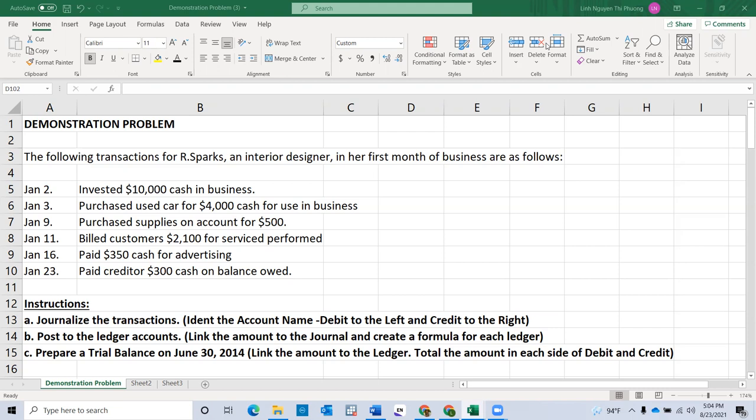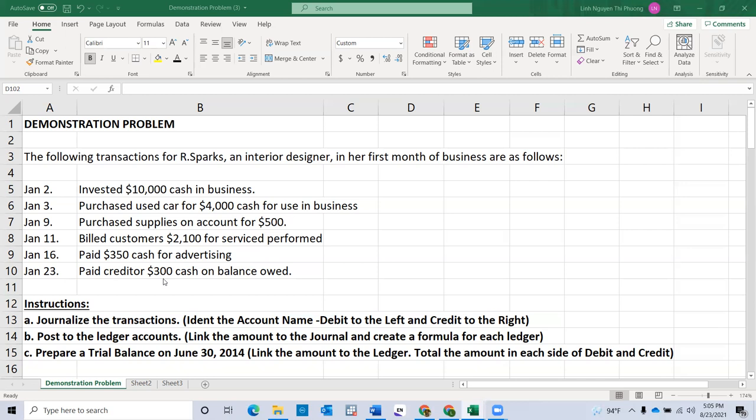January 2, invested 10,000 cash in the business. January 3, purchased a used car for 4,000 cash for use in the business. January 9, purchased supplies on account for 500. January 11, billed customer 2,100 for service performed. January 16, paid 350 cash for advertising. January 23, paid creditor 300 cash on balance owed.